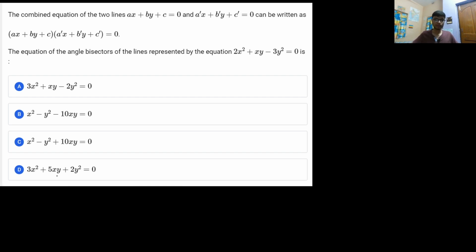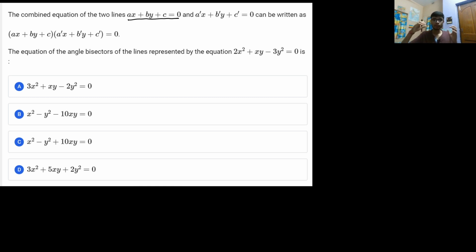So this is another very simple problem. If you know the formula, you can definitely solve this problem in a very short period of time. The question says that the combined equation of two lines, that is, the question is on pair of straight lines. Instead of asking you the angle bisector of the pair of straight lines directly, it is saying that if there are two lines and they are combined and the equation is written in this fashion, then you have to find the angle bisector.